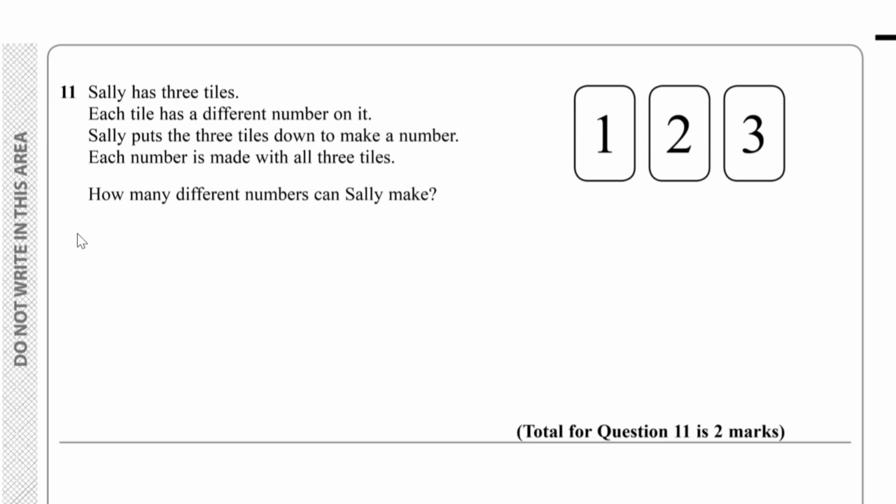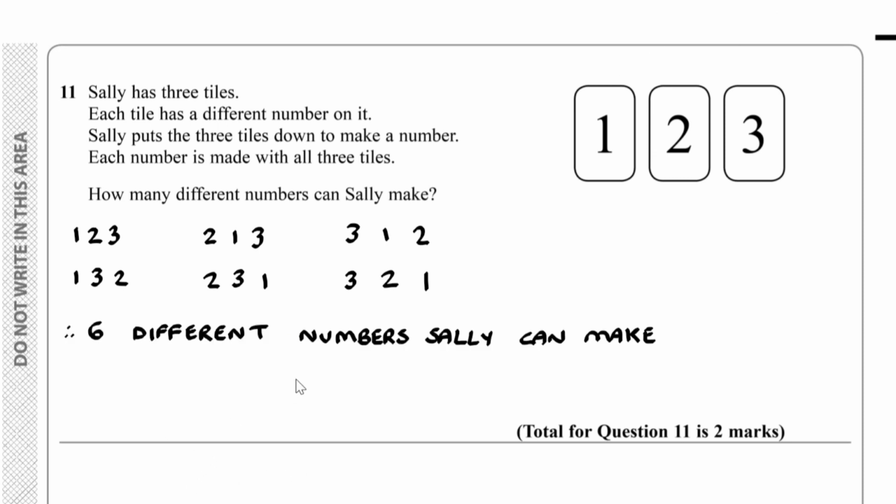Well, she could have the 1, the 2, and the 3 together in this order. Or she could have the 1, the 3, and the 2 together. She could have the 2, the 1, and the 3, or the 2, the 3, and the 1. Or she could have 3, 1, and 2, or 3, 2, and 1. There are 1, 2, 3, 4, 5, 6 different numbers she can make. So there's 6 different numbers Sally can make.